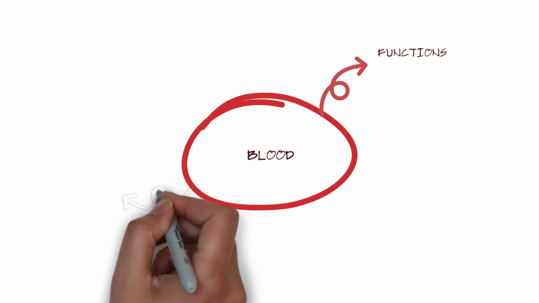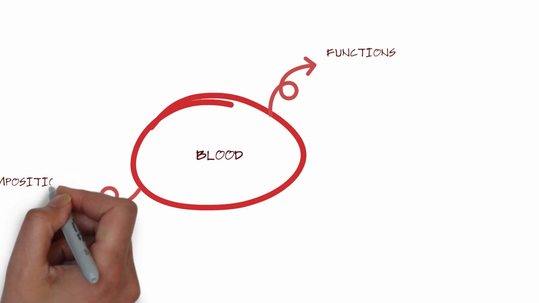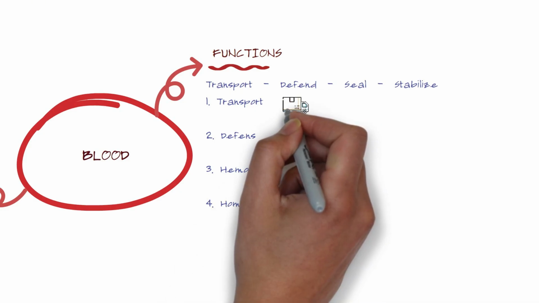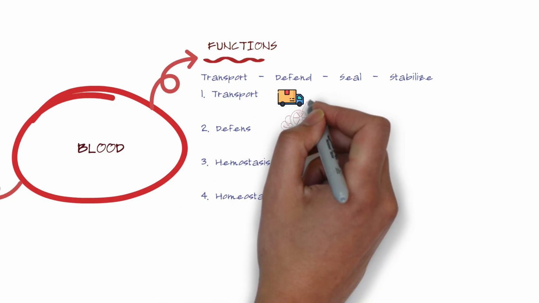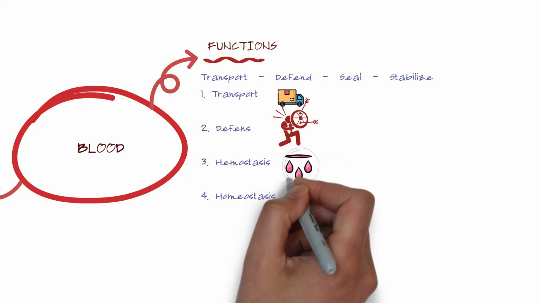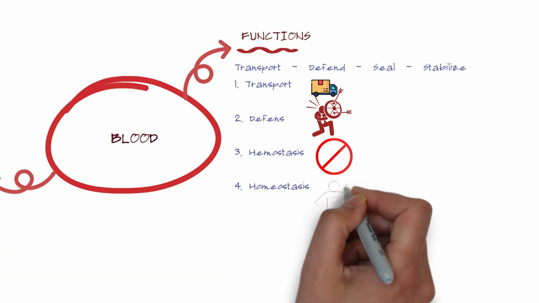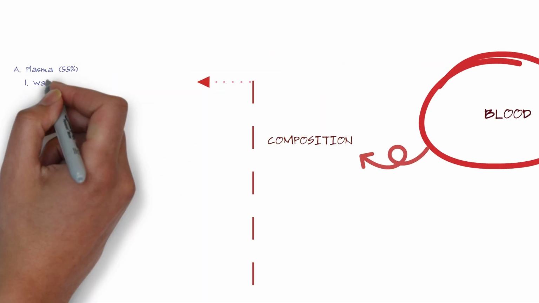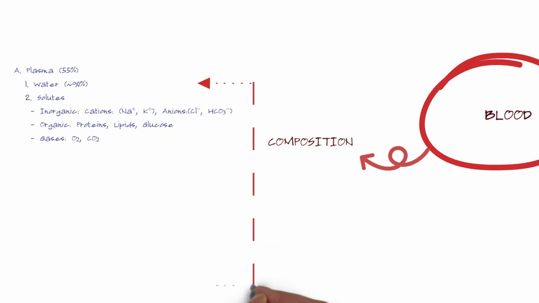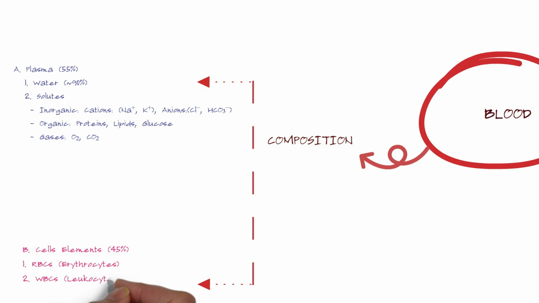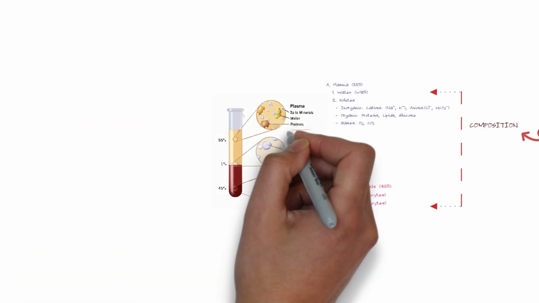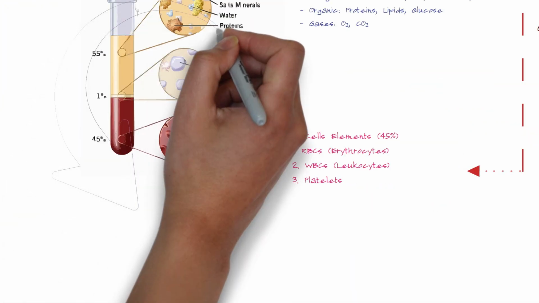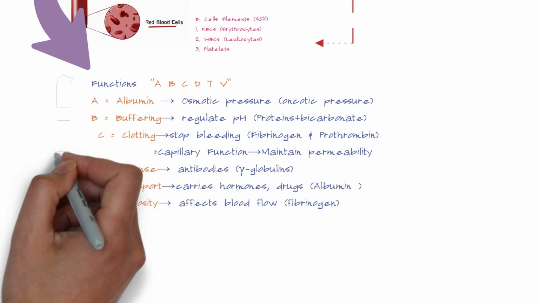First, the blood function. We talked about the blood in general, its function and composition. We started with the main functions of the blood, which can be summarized into transport, defense, hemostasis, and homeostasis. Then we discussed the composition of the blood, which is plasma and the cell elements. Then we moved to the plasma proteins and highlighted their functions, which are ABCDTV: albumin, buffering, clotting, capillary defense, and transport and viscosity. Remember, the blood functions differ from the plasma protein functions.